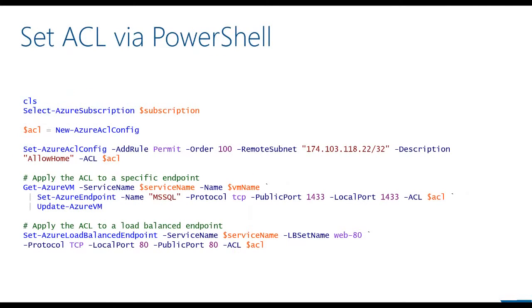Just like the portal, you can modify the endpoint and add an access control list directly from PowerShell. This could be used as part of an automated deployment to ensure that whatever service you're deploying is secure at boot. It could also be scripted to allow an administrator remote access based on the changing location of his or her IP address. The Set-AzureAclConfig commandlet is used to create the access control list configuration object that defines the rules in the order.